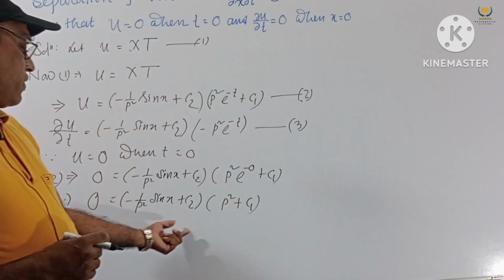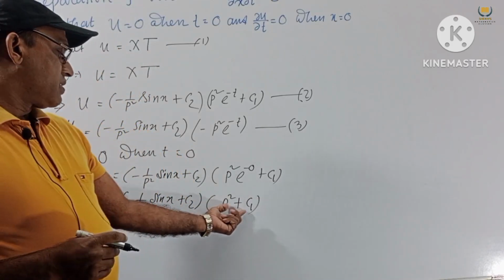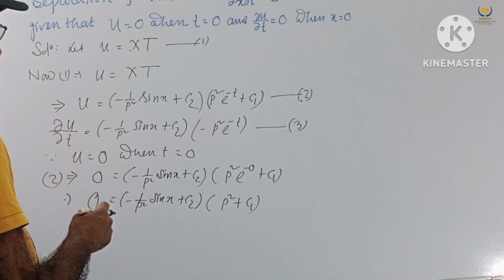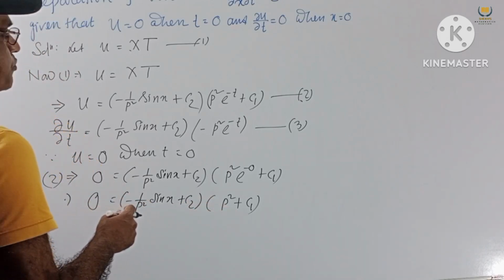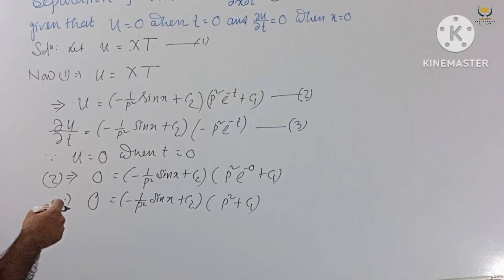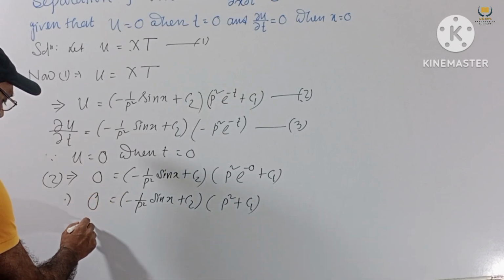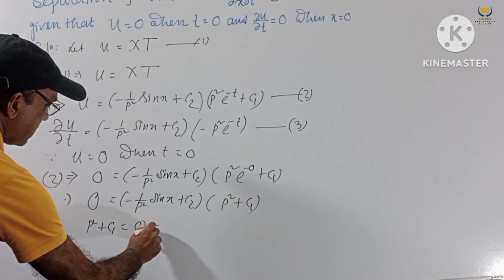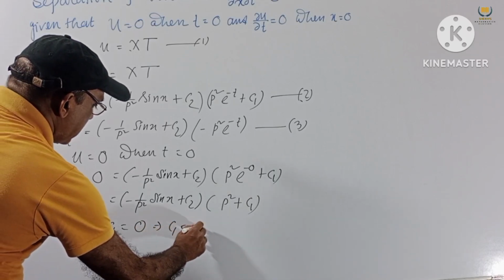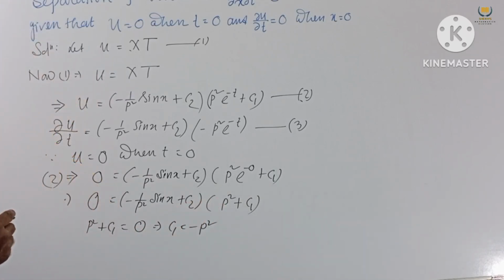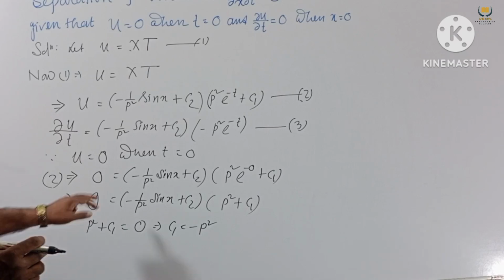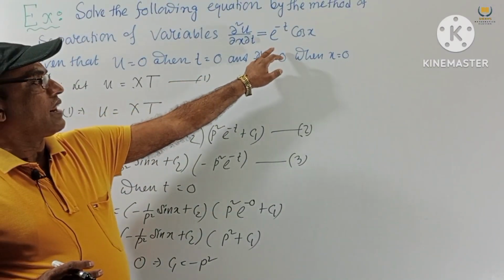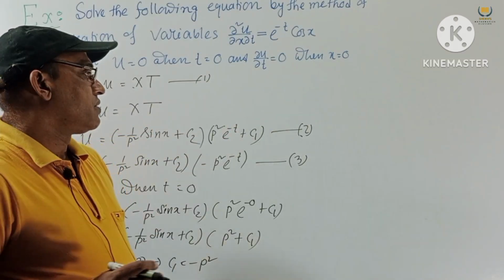So the product of two factors is 0, so either this equal to 0 or this equal to 0, but this cannot be 0, and then this must be 0. So we get this is p square plus c1 equal to 0. This implies c1 equal to minus p square. We get this. Now again, the next condition.